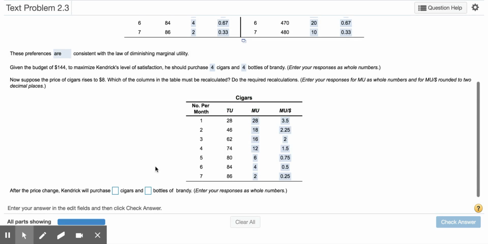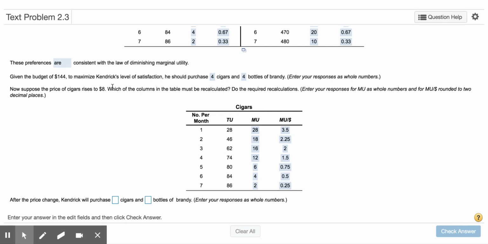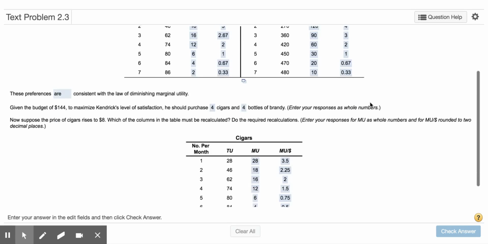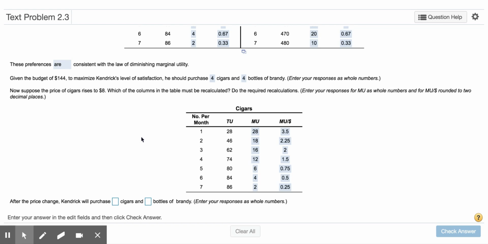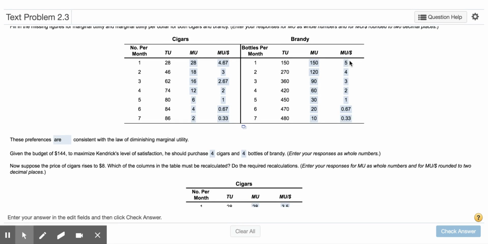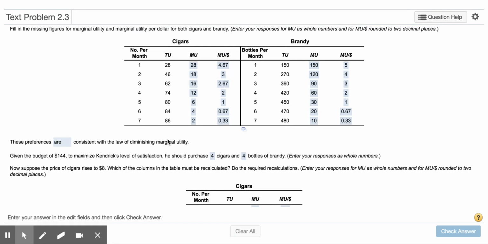Now, with the same budget constraint, with $144, and with this price of cigars, and the same price of brandy. Notice that the price of brandy didn't change. Okay, so Kendrick will be maximizing his utility by consuming how many units of cigars and how many bottles. So again, he should first spend his money on brandy because it would give him 5 instead of 3.5. So he would consume the first unit.